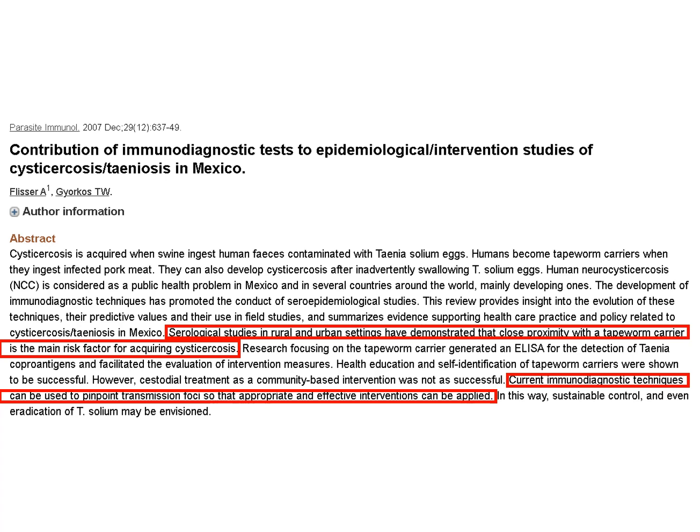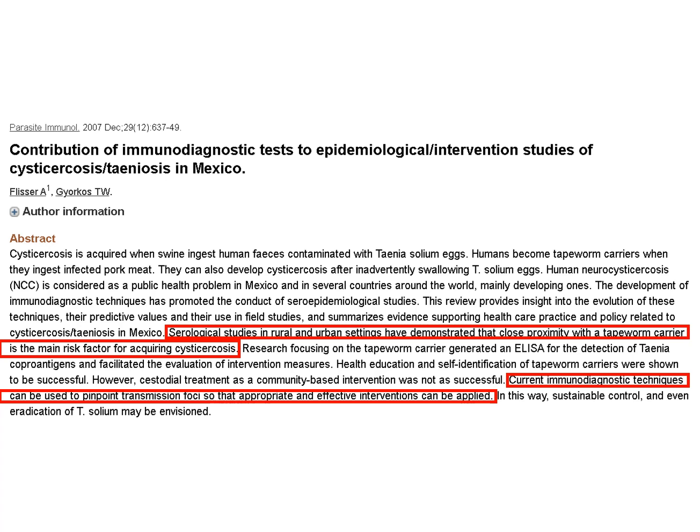This is another example of a paper using immunodiagnostic tests for epidemiological studies of cysticercosis or Taenia solium infection. So cysticercosis is acquired when swine ingest human feces contaminated with Taenia eggs, and humans in return can also develop cysticercosis after swallowing the Taenia eggs. So human neurocysticercosis is considered a public health problem in Mexico and several other countries in the world.